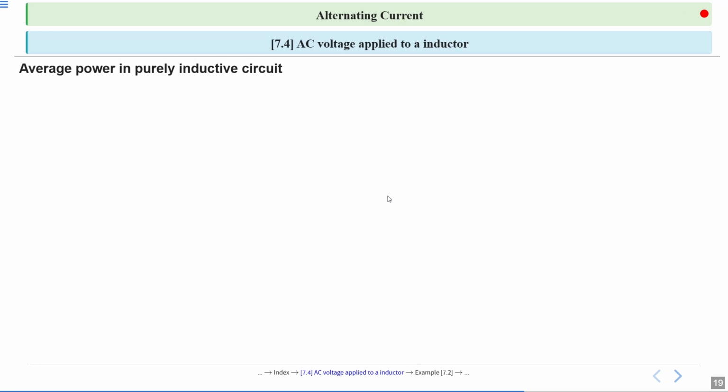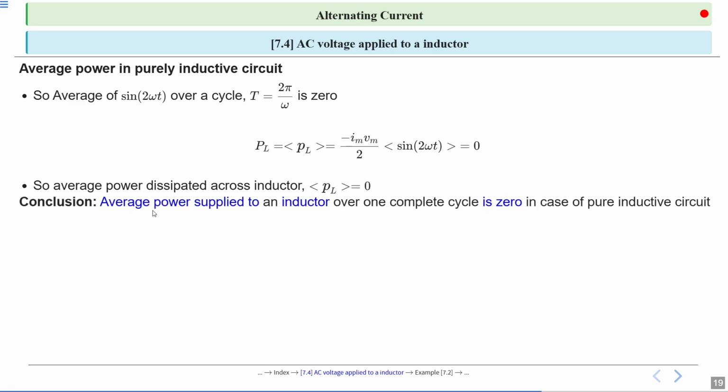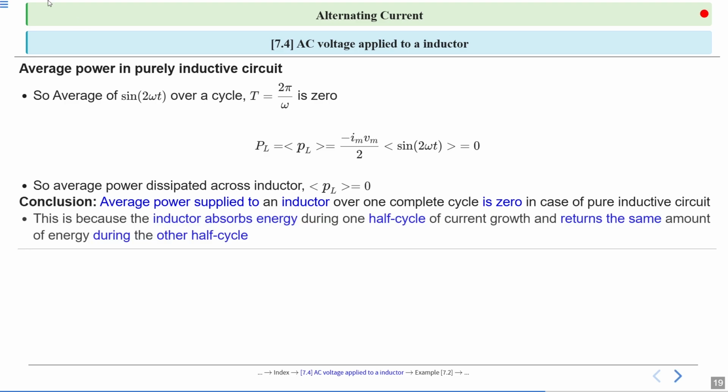So the average of sin 2 omega t over a cycle T equal to 2 pi by omega is 0. That means the average power, which is equal to minus Im Vm upon 2 times the average of sin 2 omega t, will be equal to 0, and it is represented as capital PL. Okay, so the average power dissipated across the inductor is 0. So the average power supplied to an inductor over one complete cycle is 0 in the case of a purely inductive circuit.